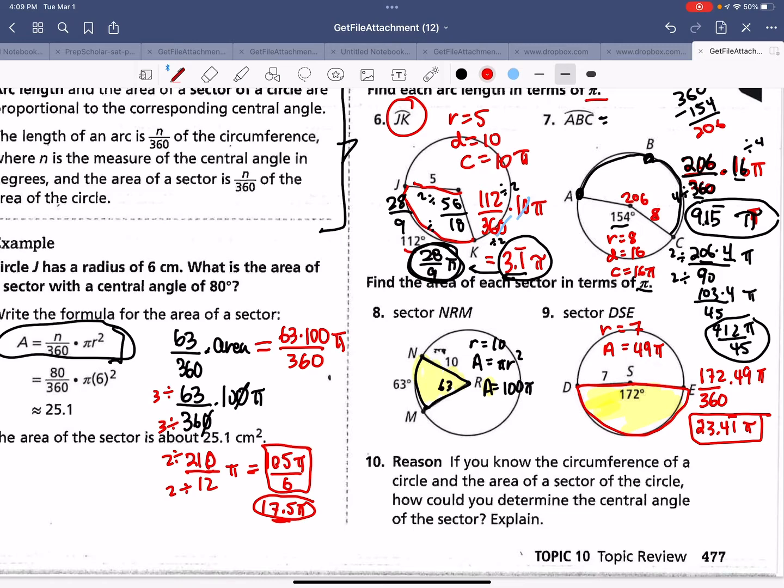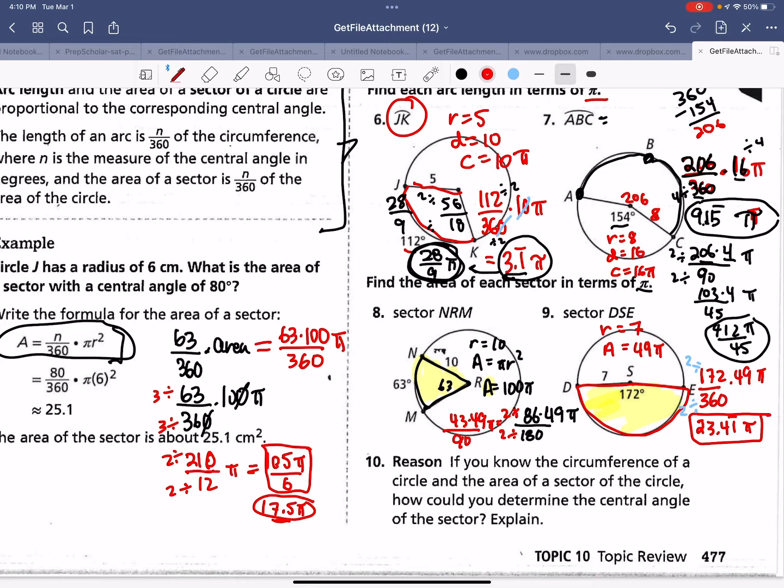All right, so 49 is 7 times 7. But it looks like I could take a 2 out of the top and bottom right here. Take out a 2. So I can rewrite this fraction, 172 divided by 2, which is 86. And my denominator is, if I cut 360 in half, I get 180. So it looks like I can keep going because they're still even, so I can keep dividing by 2. So now we get 43 over 90 times 49 pi.